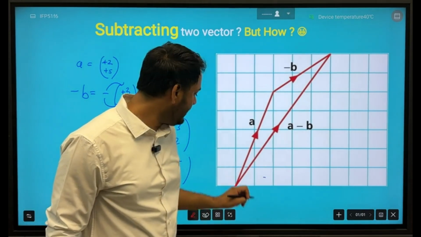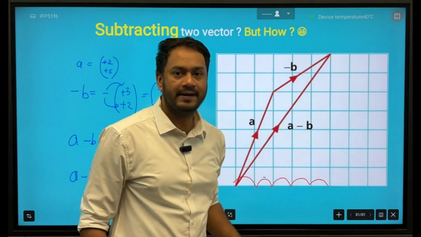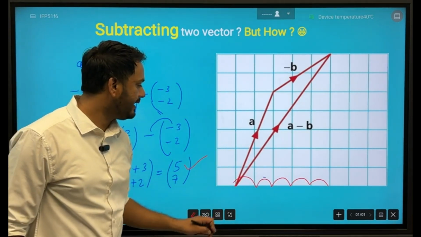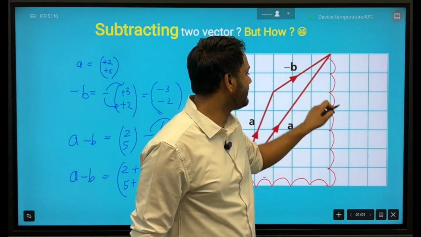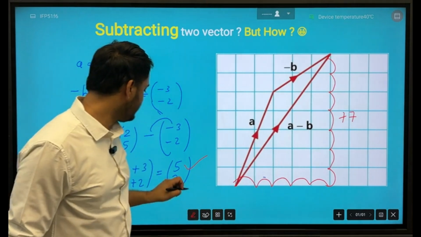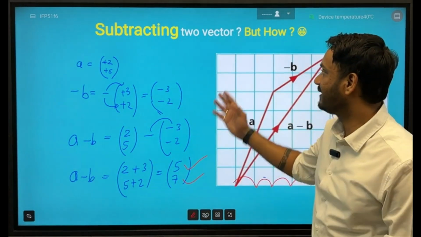A is starting from this point. Now it is shifting 1, 2, 3, 4, and 5. So +5, you got +5, correct? Now it is going 1, 2, 3, 4, 5, 6, and 7. That is +7. So is it correct? Yes, of course. So this is your answer. That is how to subtract two vectors.